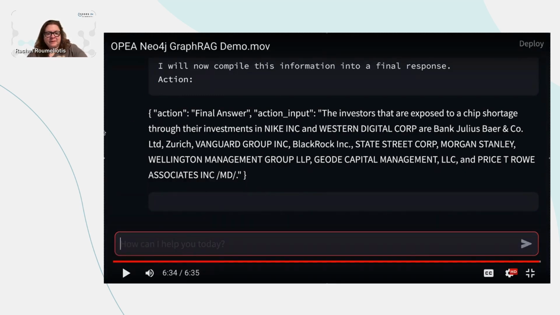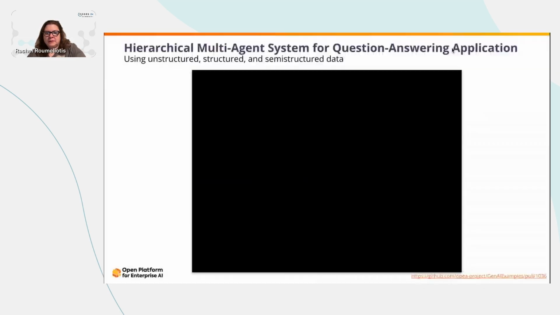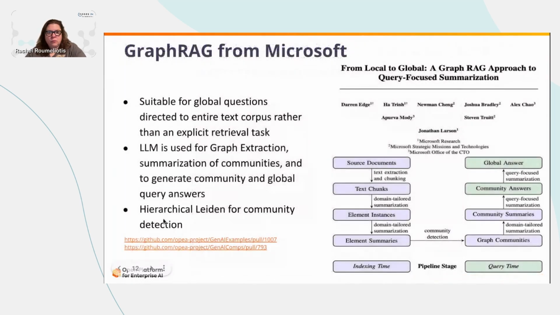Okay, awesome. So that is functionality that the OPEA team is working on right now. So that's really awesome. So now, let's see. What we do have at the moment is the GraphRAG. So Microsoft came out with its own GraphRAG solution as well. And so we just mentioned that here. It's from this paper, and it's a little bit different.